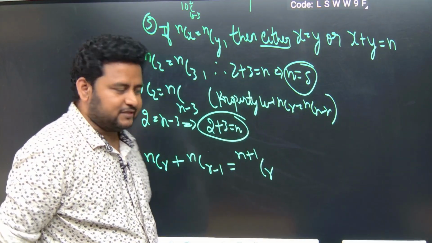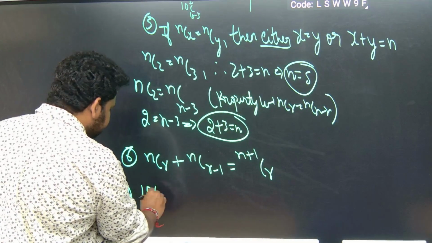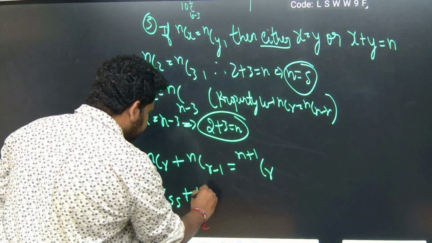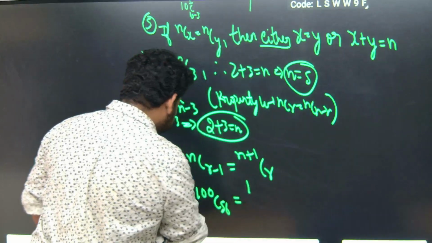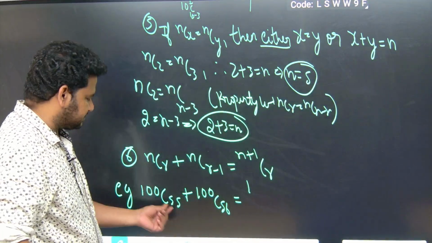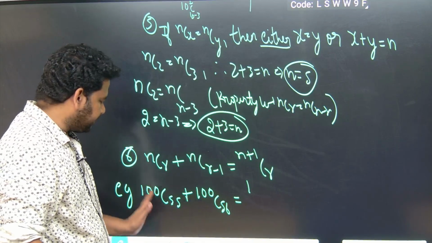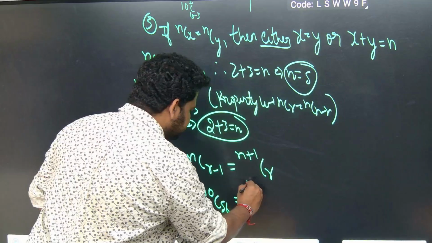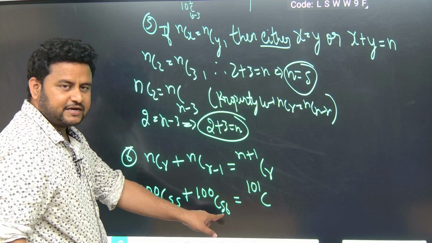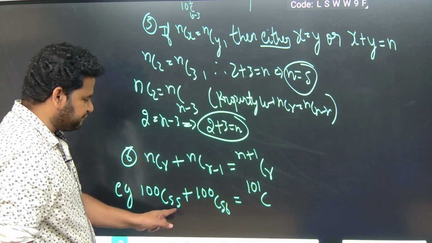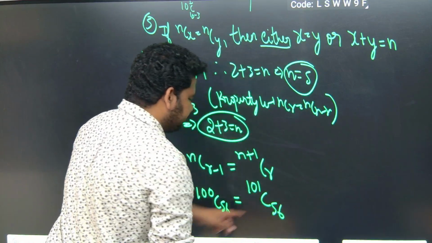What do you mean by this? Let us take an example. If I take 100C55 plus 100C56, I should get 101 C something. n should remain the same, and the r values should be consecutive numbers, 55 and 56. So n plus 1 is 100 plus 1, 101, C r. The bigger number should come here as r. Between 56 and 55, the bigger number is 56. So r will be 56, giving 101C56.